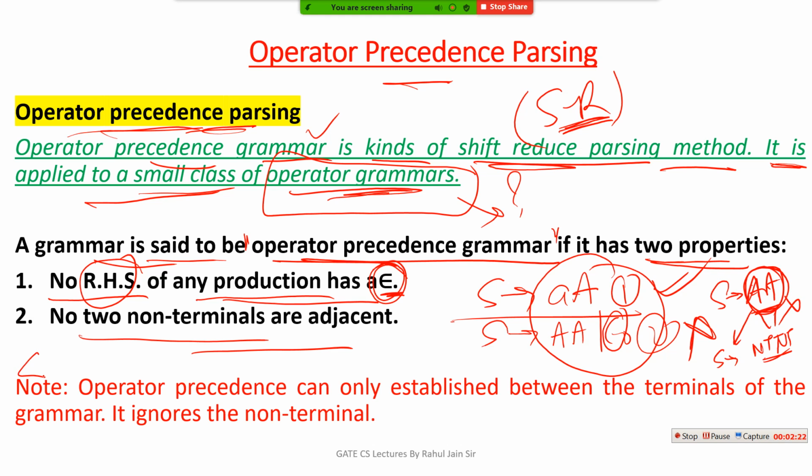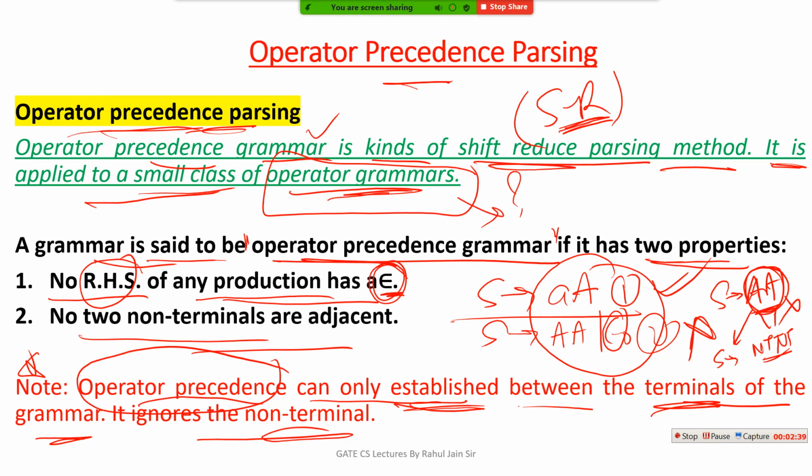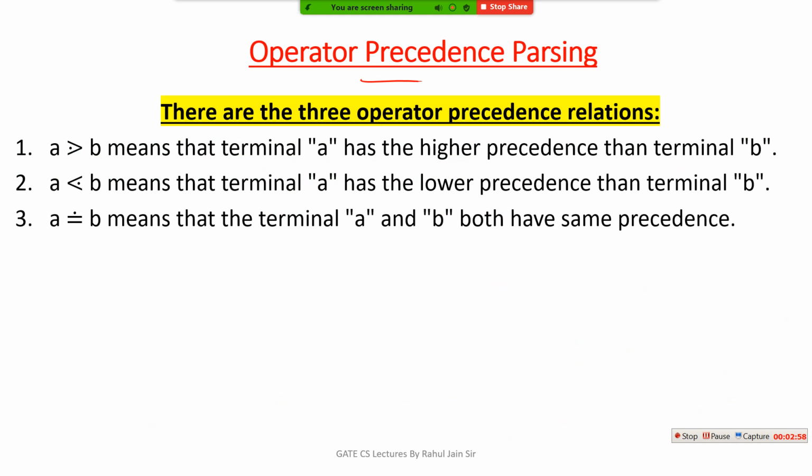An important note is that operator precedence can only be established between the terminals of the grammar. It ignores the non-terminals. It only exists on the terminals, and it is only established between terminals. I will explain this theory with a practical example so that you can learn it better. Before that, we need to clear some more important concepts.